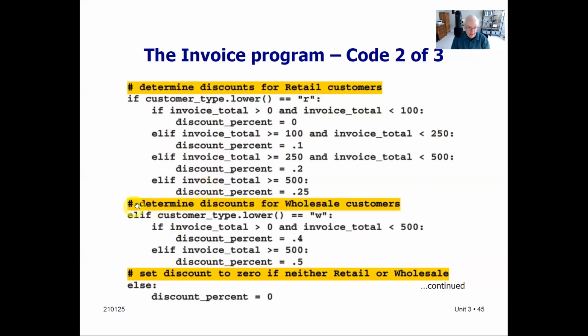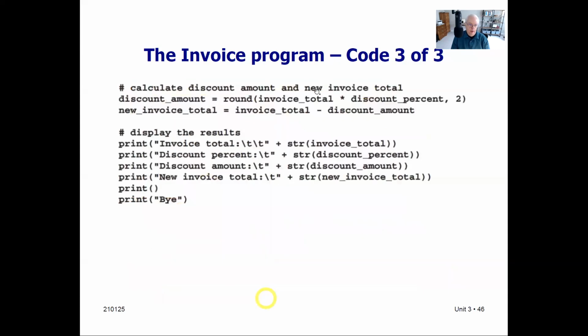Okay. And then another comment here. Then we have an else if in the outer if statement, which takes care of our wholesale customers. And then we set 0 for any other type of customer, which we have seen. Okay. So that's the nuts and bolts of the program. And then we just do our math here. So calculate the discount. Oops, I cut my circle off there. Calculate the discount amount and the new invoice total.